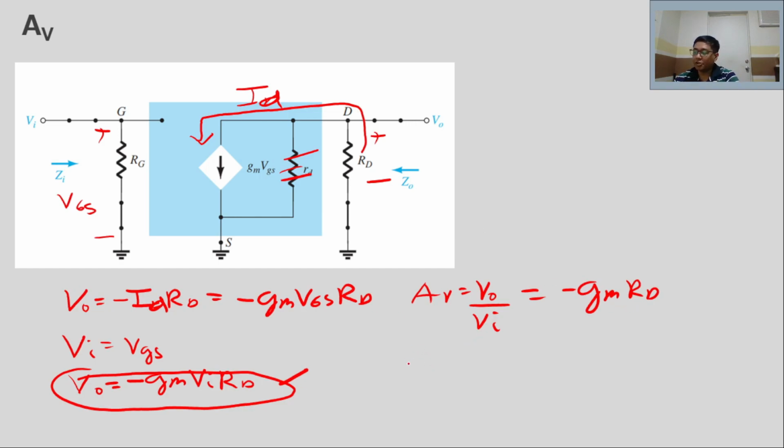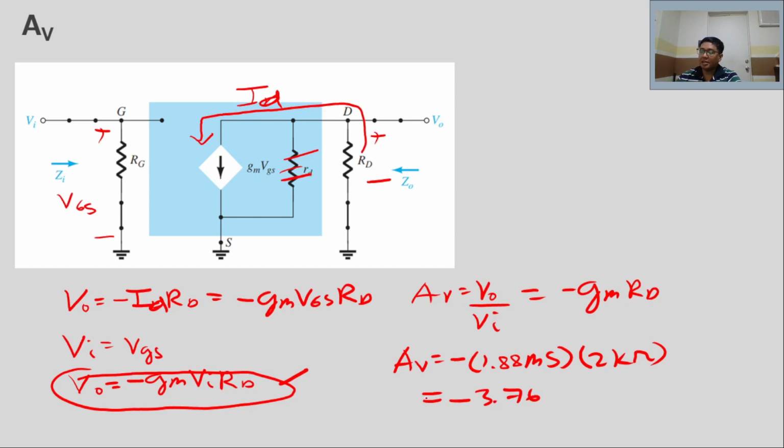Substituting the values for GM and RD, we have A sub V, or the voltage gain, equals negative GM of 1.88 millisiemens times RD of 2 kilo ohms, which is equal to negative 3.76. This is unitless because this is the voltage gain. The negative sign here indicates that the output is out of phase by 180 degrees with respect to the input.